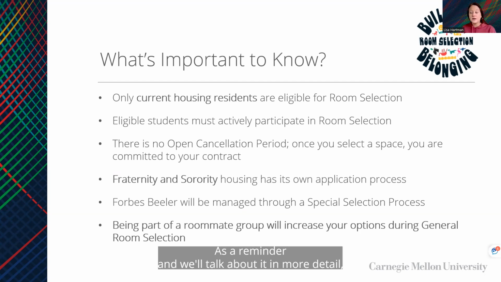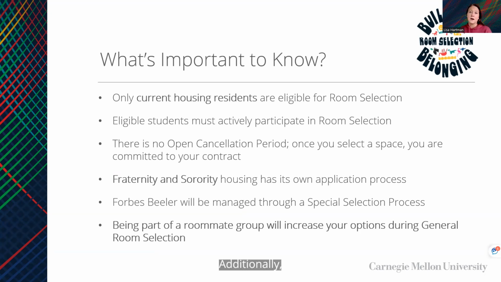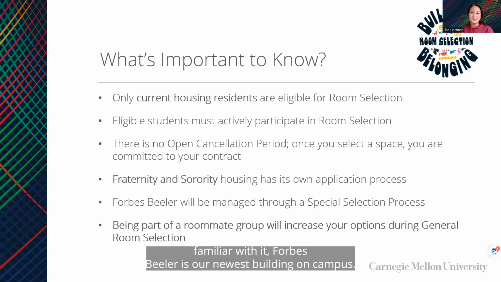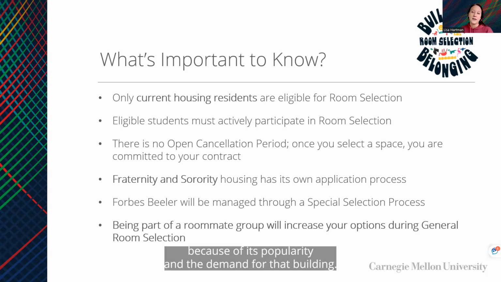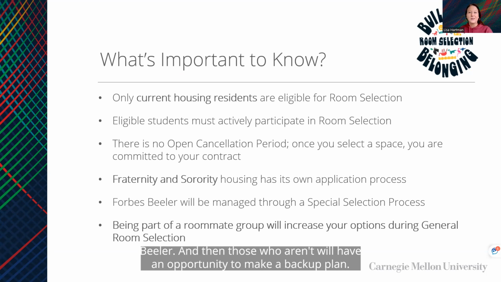As a reminder, and we'll talk about it in more detail, if you are planning on living in your fraternity or sorority house for the next academic year, that has its own application process, and we will highlight the details about that in a few slides. Additionally, if you aren't familiar with it, Forbes-Beeler is our newest building on campus. It's very popular. Because of its popularity and the demand for that building, we will be holding a special selection process so that students know in advance whether or not they are going to be receiving a space in Forbes-Beeler, and then those who aren't will have opportunity to make a backup plan.